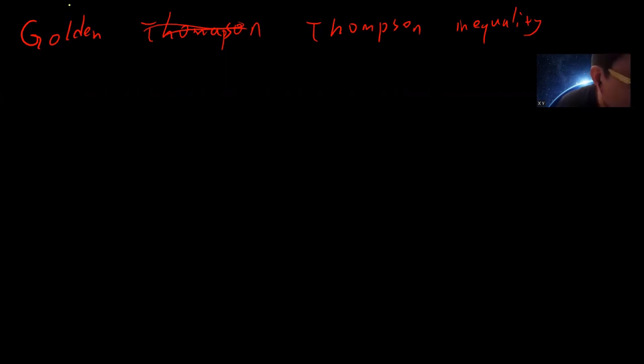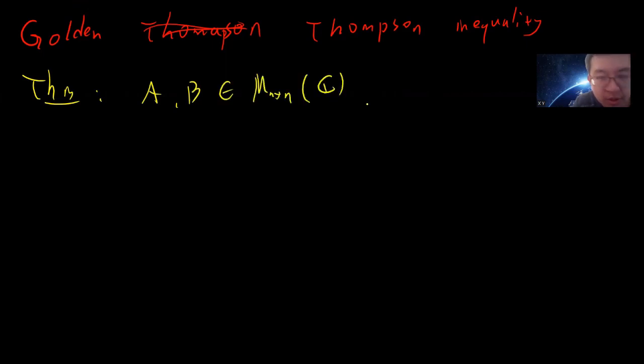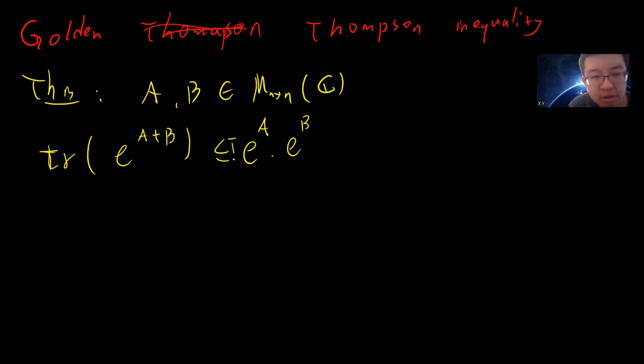Let me just state the theorem. The theorem says that if A and B are n by n Hermitian matrices with complex coefficients, then we always have something like this. The inequality says this: take a trace.